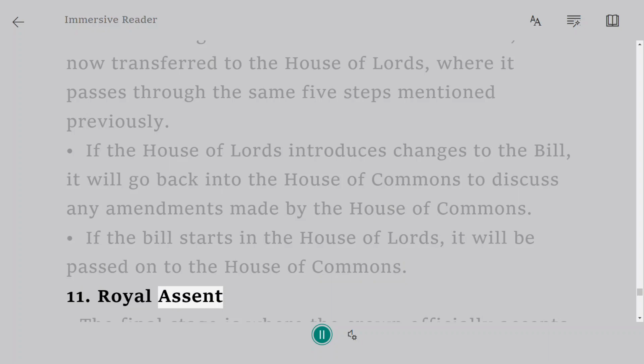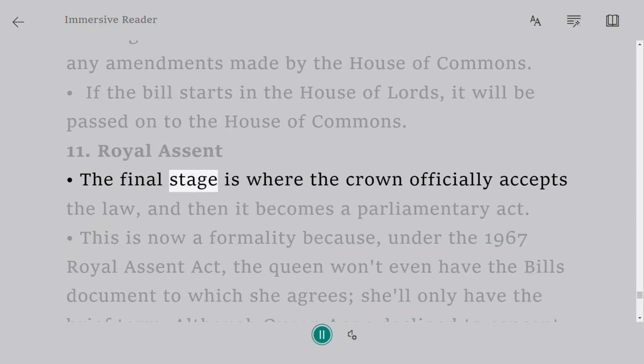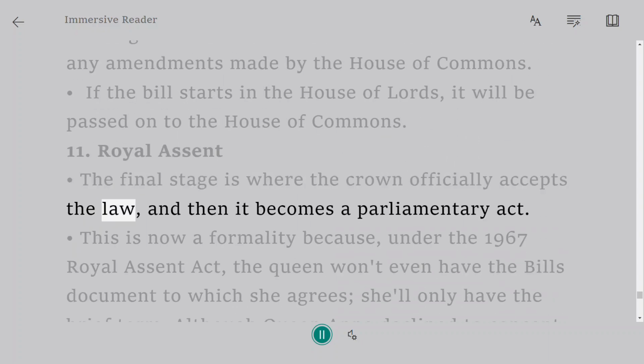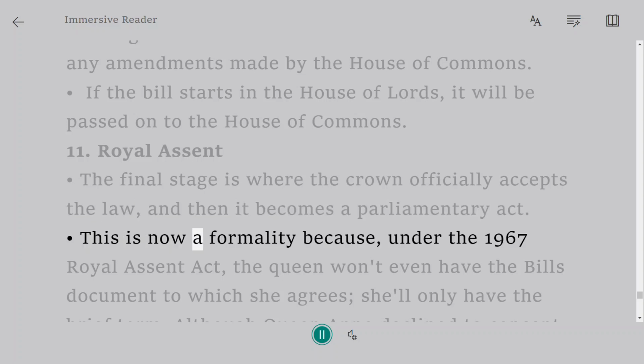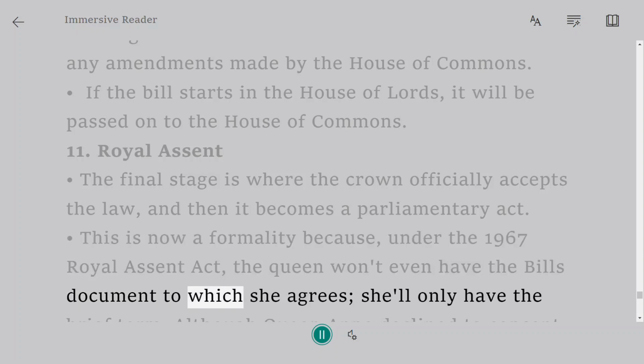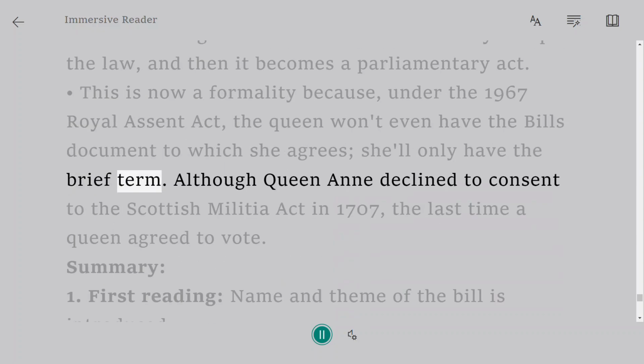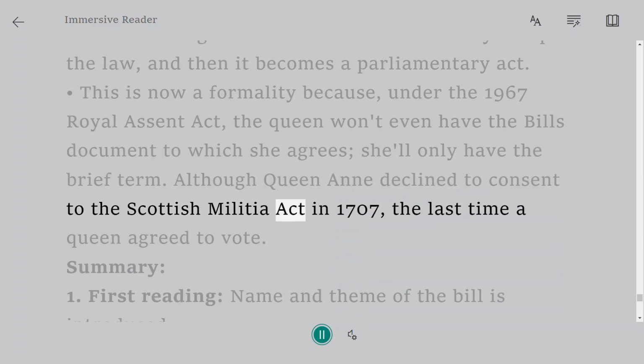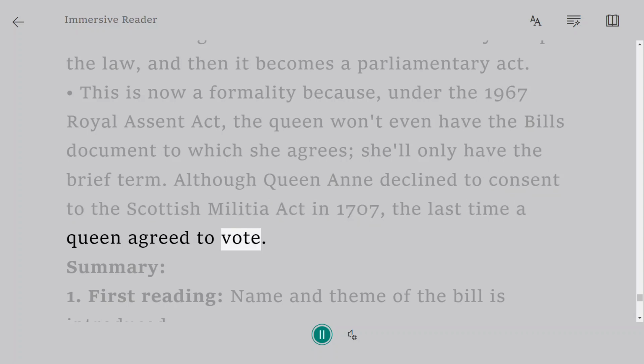11. Royal assent. The final stage is where the Crown officially accepts the law, and then it becomes an act of Parliament. This is now a formality because, under the 1967 Royal Assent Act, the Queen won't even have the bill's document to which she agrees, she'll only have the brief title. Although Queen Anne declined to consent to the Scottish Militia Act in 1707, the last time a monarch refused assent.